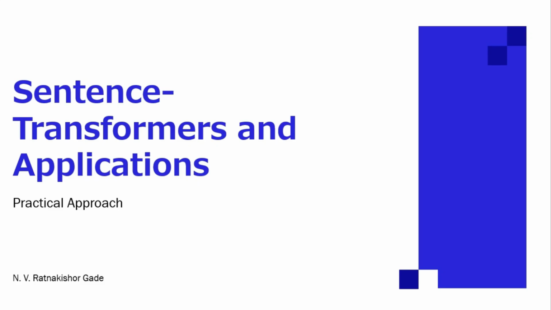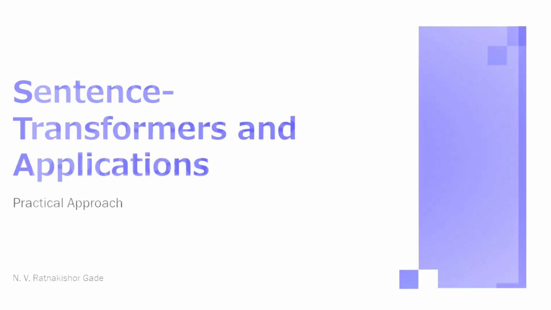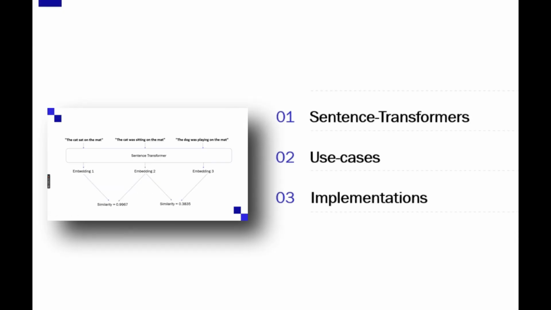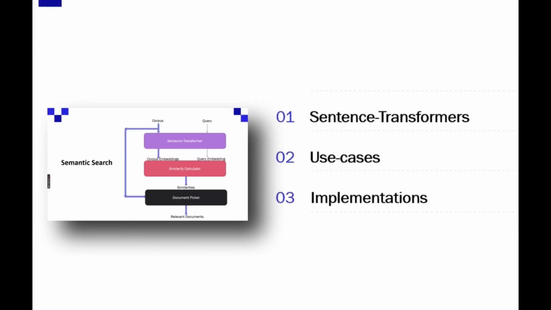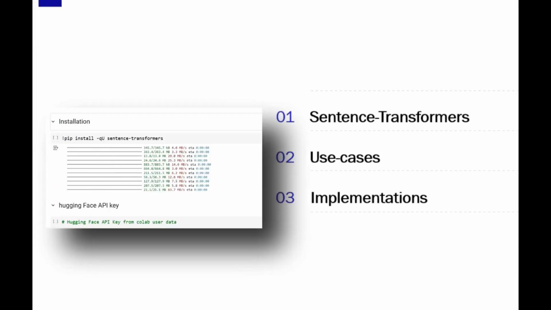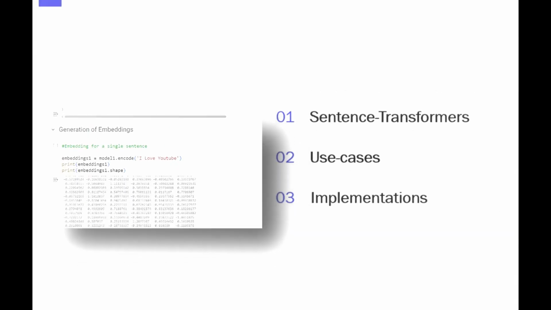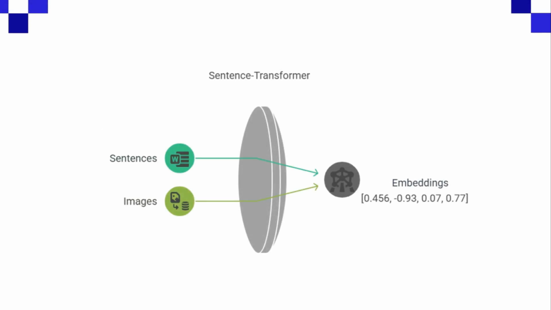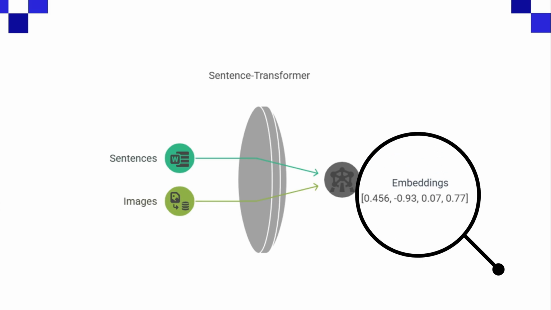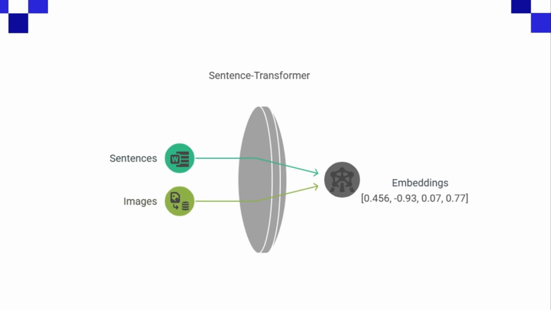So in this video, I will explain about the sentence transformers and its applications. I am going to cover what are sentence transformers, what are their use cases, and some of the implementations for those use cases. Basically, sentence transformers are deep learning models. These models generate fixed length vectors for the given text or image. Those fixed length vectors are called embeddings. These embeddings are useful for a wide range of natural language processing and generative AI applications.